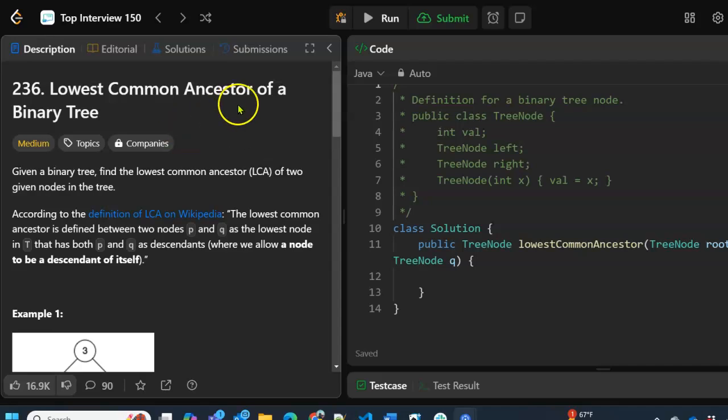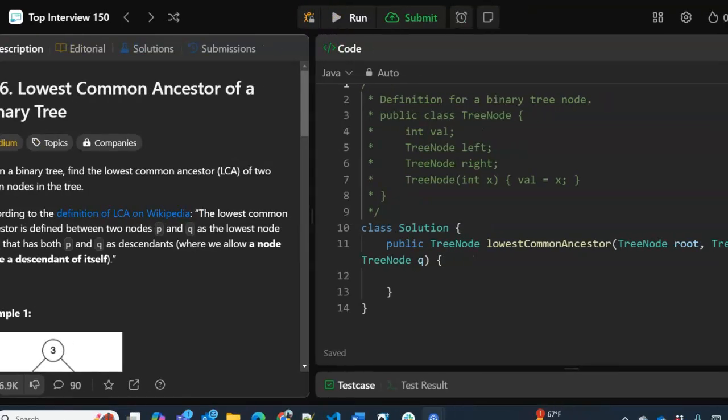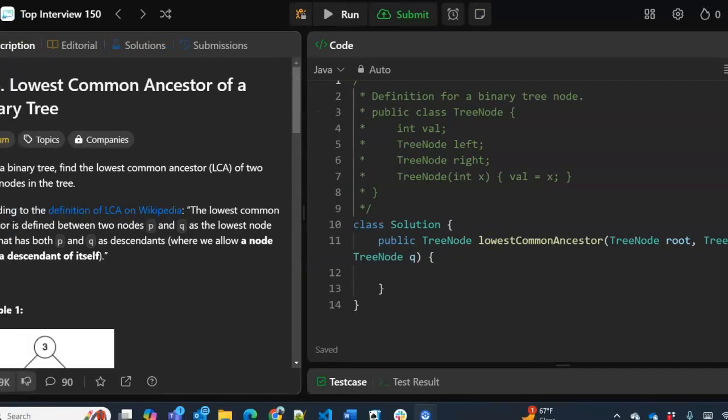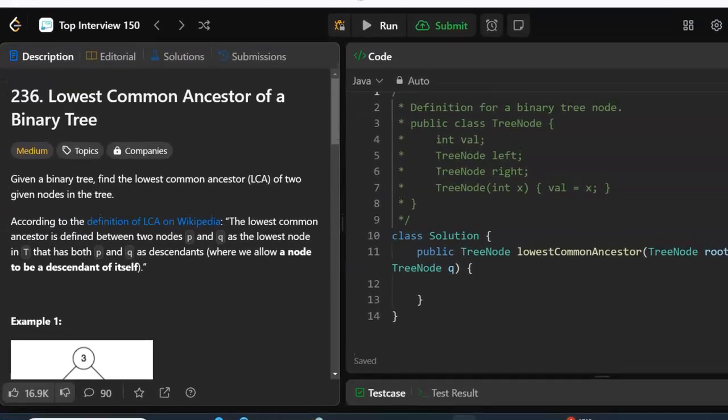All right, so what is the input here? Let me scoot this over to see it. All right, so we're given a pointer to a root node in a tree. We're given a pointer to node P and node Q. I haven't seen the problem this way before. I've seen a root and then two values, but I think we should be able to do this the same way that I want to do it.